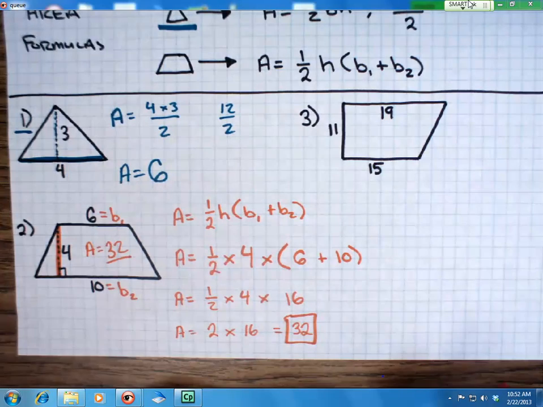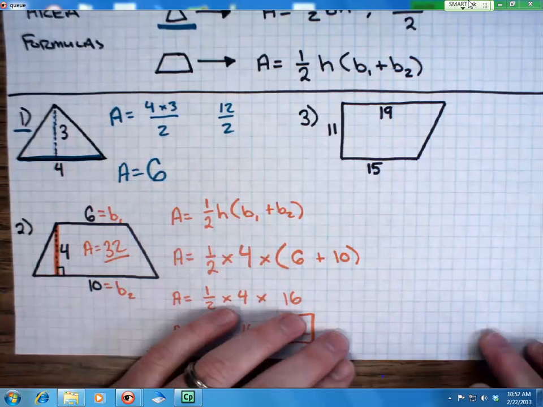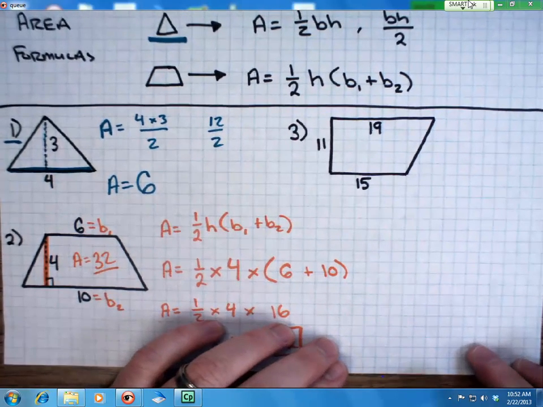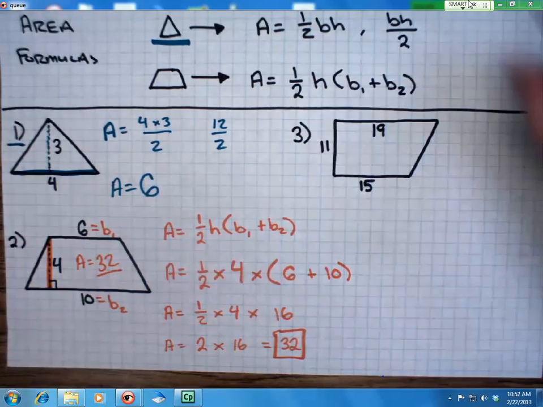Okay, it's that simple. Now, that one looks a little bit more difficult, but if you plug the numbers into your formula every time, you're going to get the correct answer. Good. Let's take a look at number 3.